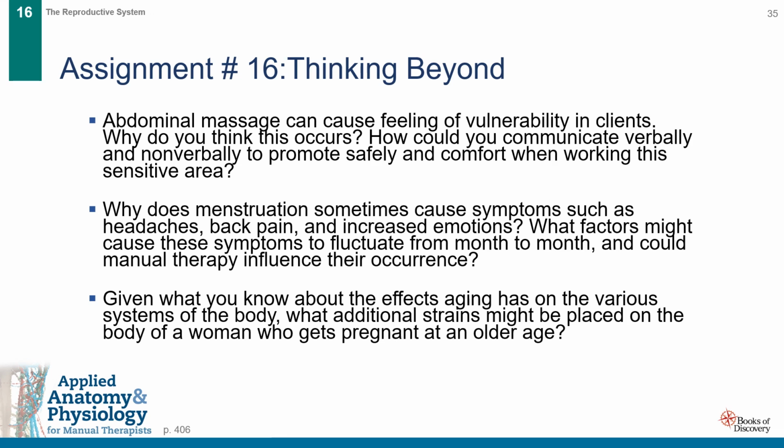Why does menstruation sometimes cause symptoms such as headaches, back pain, and increased emotions? What factors might cause these symptoms to fluctuate from month to month, and could manual therapy influence their occurrence? Given what you know about the effects aging has on the various systems of the body, what additional strains might be placed on the body of a woman who gets pregnant at an older age?